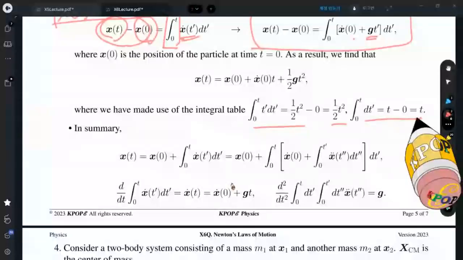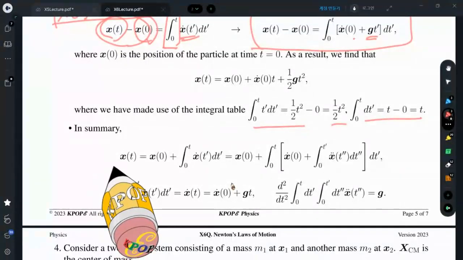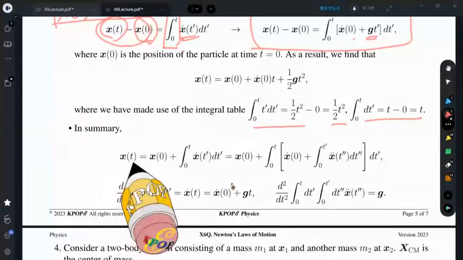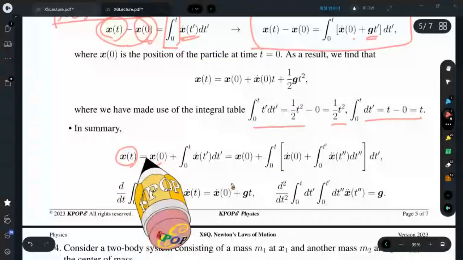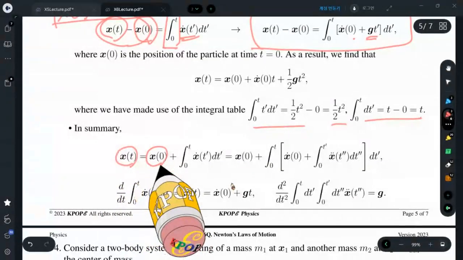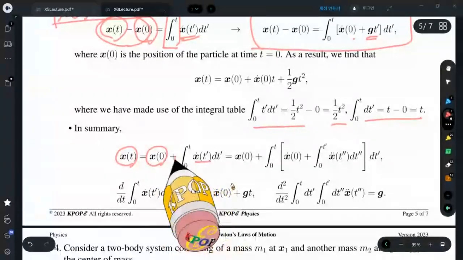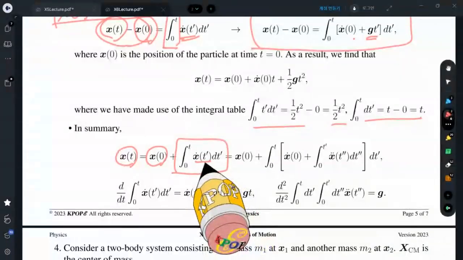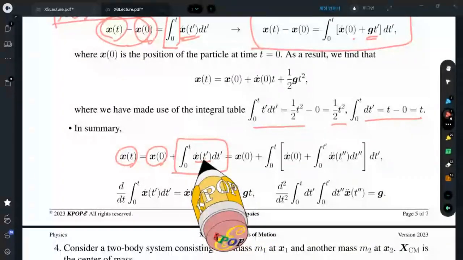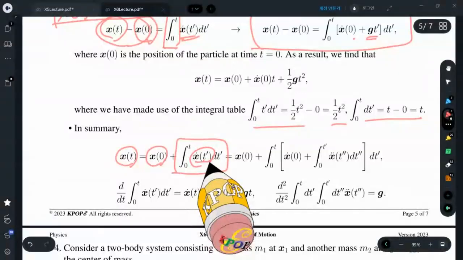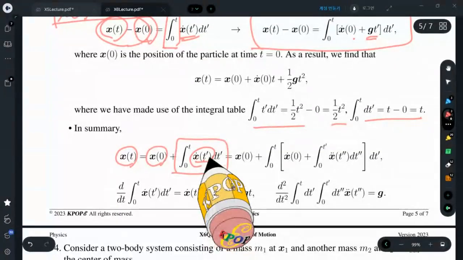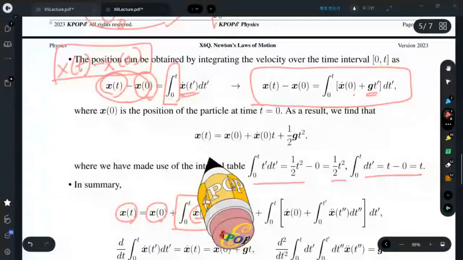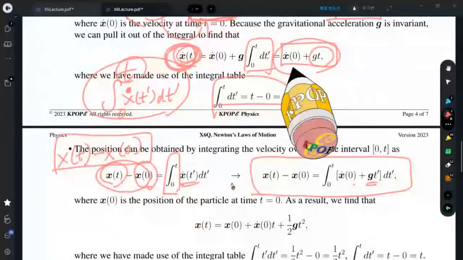So as a result, in general, in any case, x of t equals the initial position plus the definite integral of the velocity, and this definite integral of the velocity can be expressed again recursively using this formula.